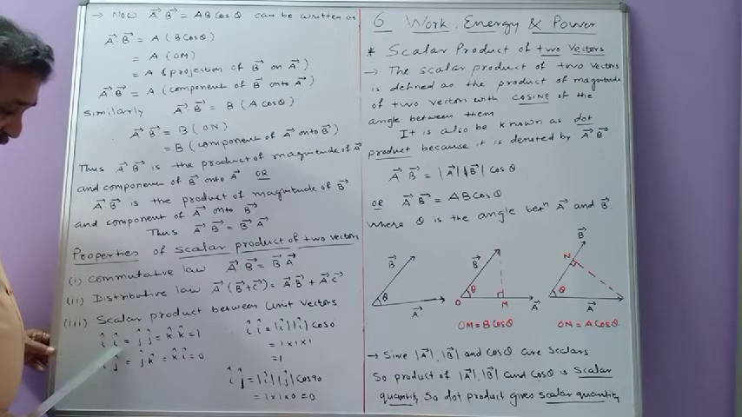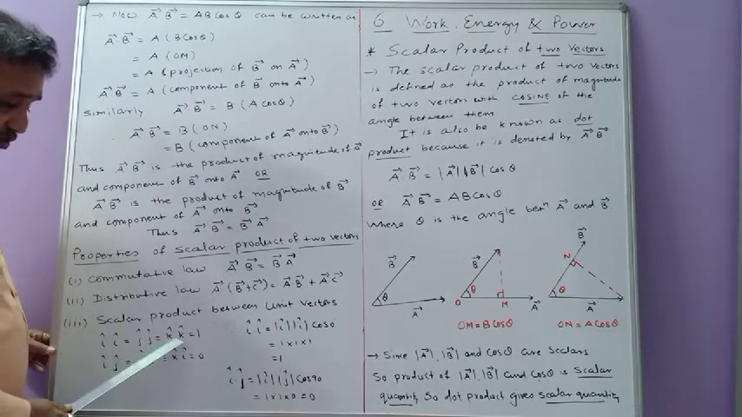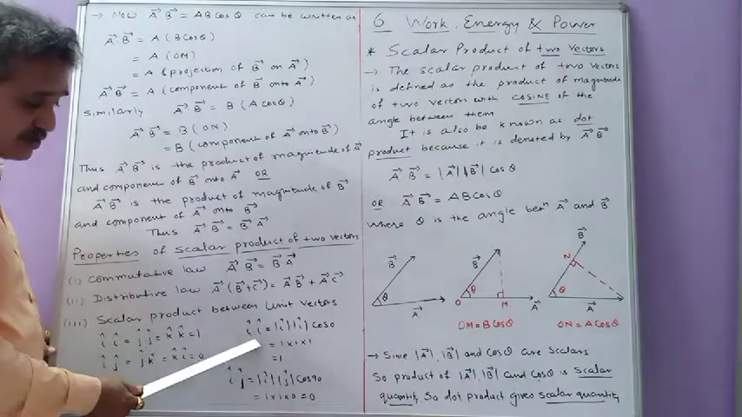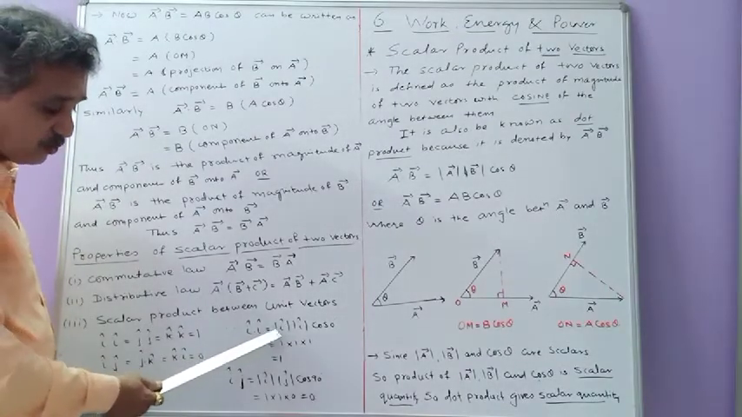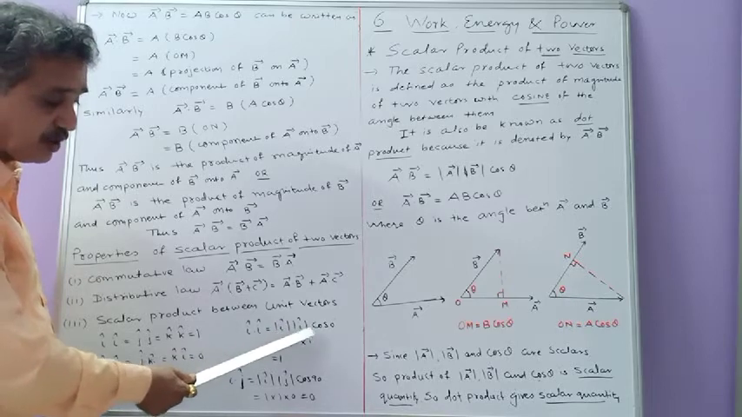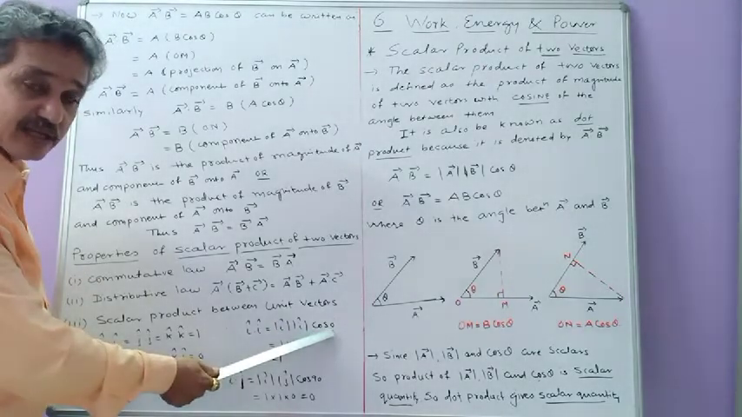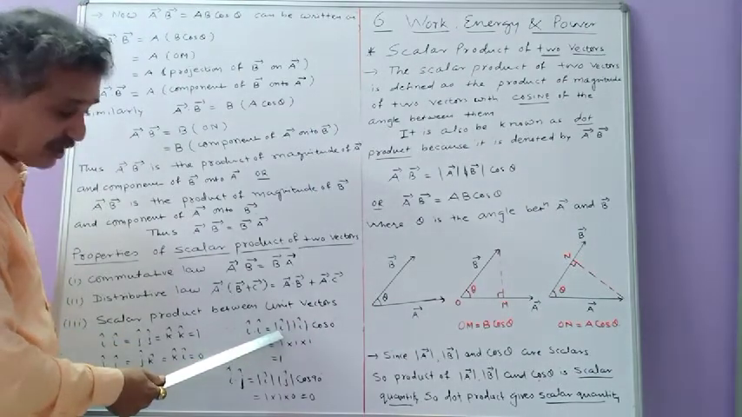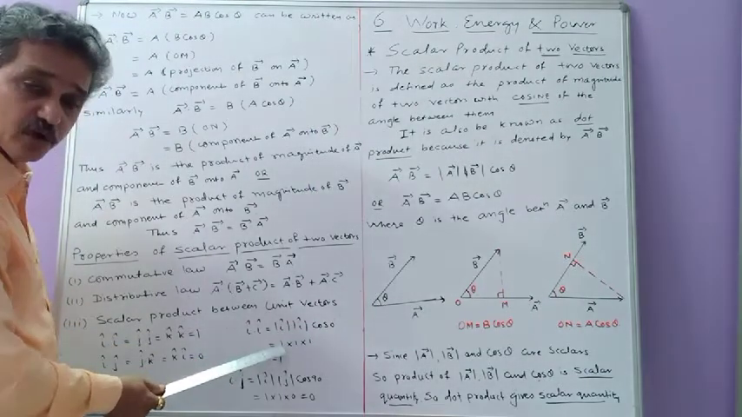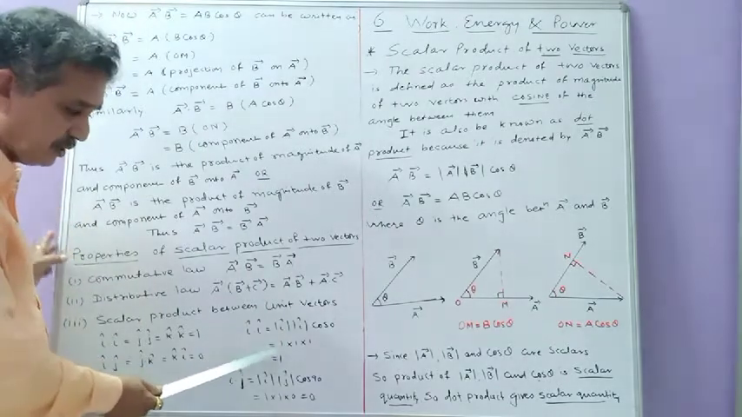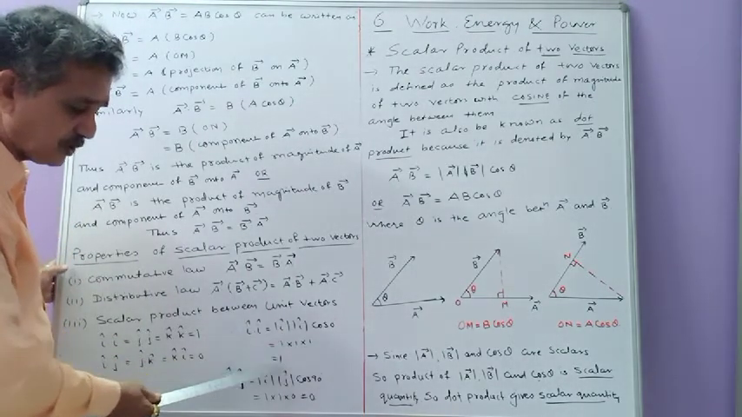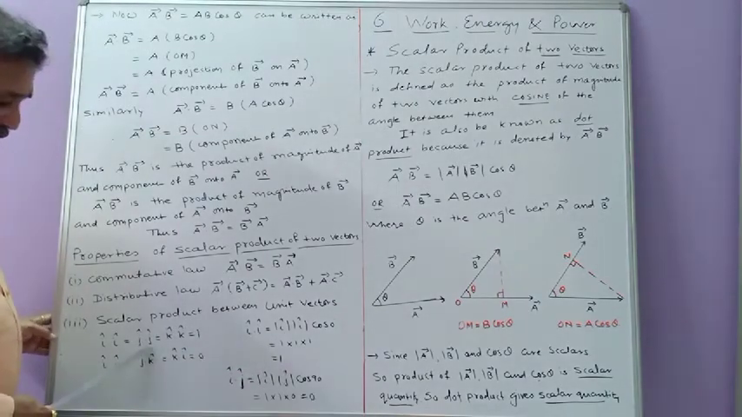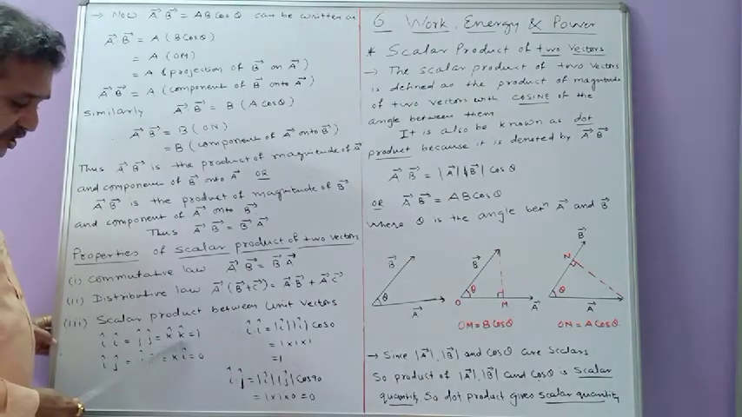So unit vectors I dot I equal to J dot J equal to K dot K equal to 1. Why? Because I dot I, according to the definition, is the magnitude of the first unit vector, the magnitude of the second unit vector I, into cos of the angle. What is the angle? Both are I, therefore 0. So what will we get? The magnitude of a unit vector is always 1. So 1 into cos 0 is 1, the answer is 1. So I dot I is equal to 1. Similarly, J dot J equal to 1. Similarly, K dot K equal to 1.